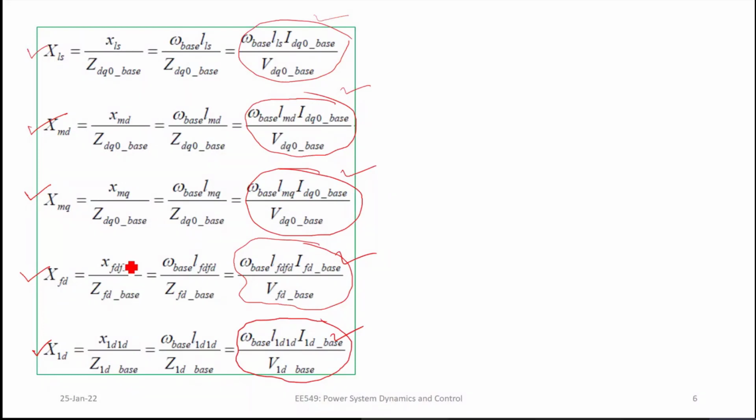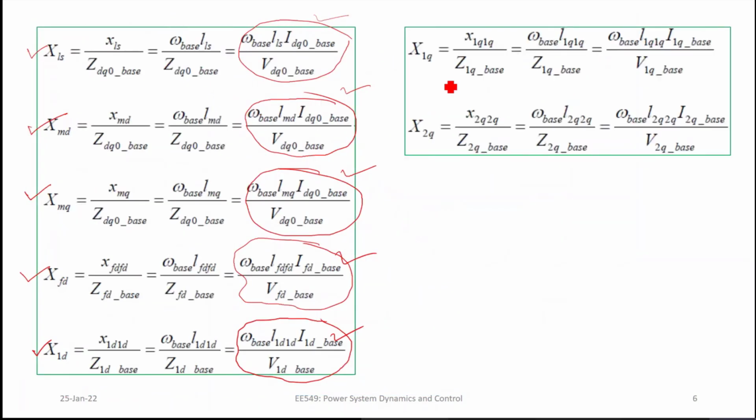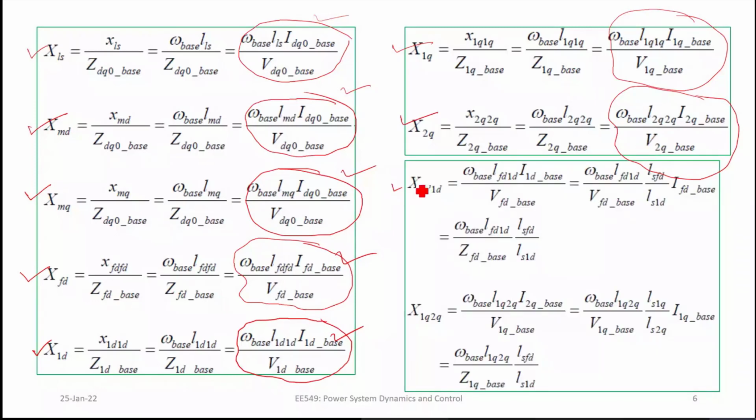So now in this expression, we have many terms which we can substitute through the reactance. Now substituting this, we'll get, okay, now X1Q is also there, X1Q and X2Q. So these can also be expressed in terms of omega and inductance quantities and the corresponding base quantities. And similarly, XFD1D and X1Q2Q. Okay, so these are the expressions where we can substitute these reactance quantities, right?